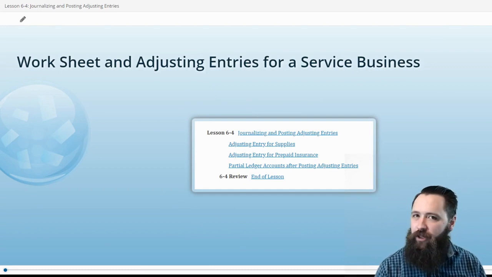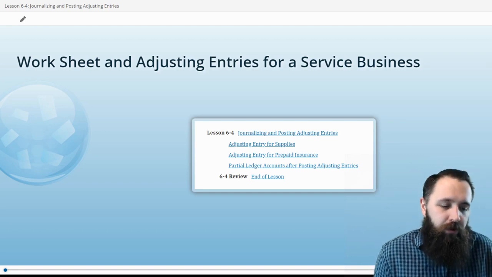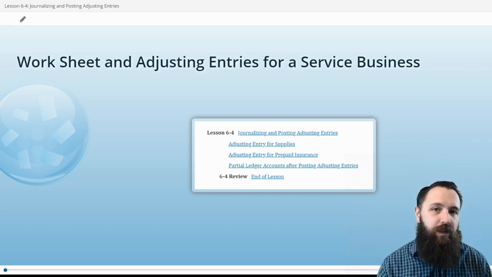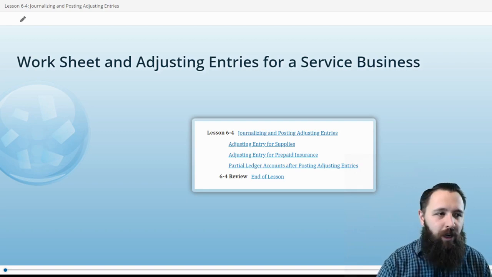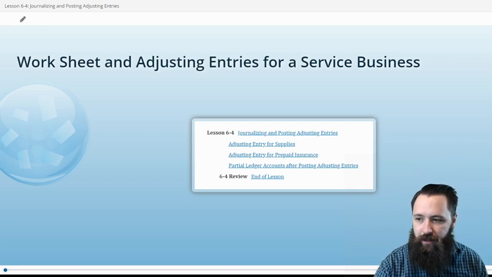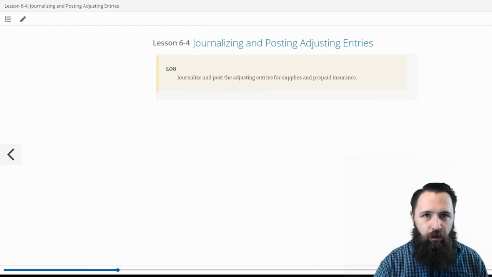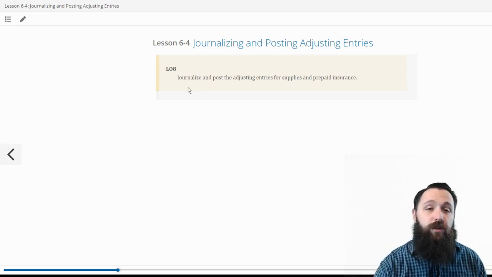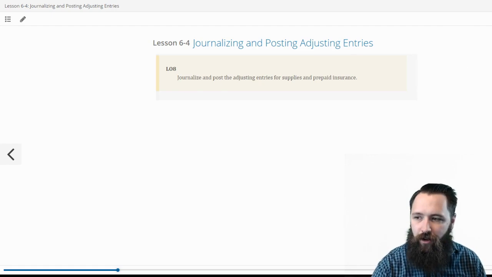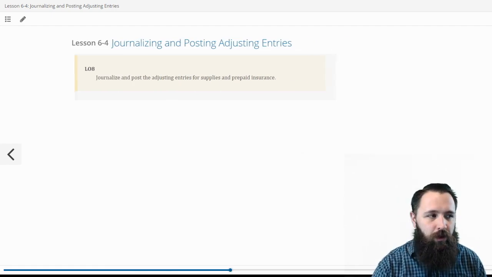We're still on our worksheets, but we're going to record these adjusting entries in our general journal and then post them to the ledger. So that's the main goal today. It's a pretty short unit, not like yesterday, which was a little bit longer. But our main objective is going to be journalize and post the adjusting entries for supplies and prepaid insurance. And that is our learning objective.